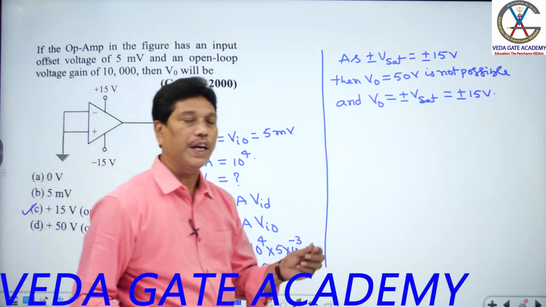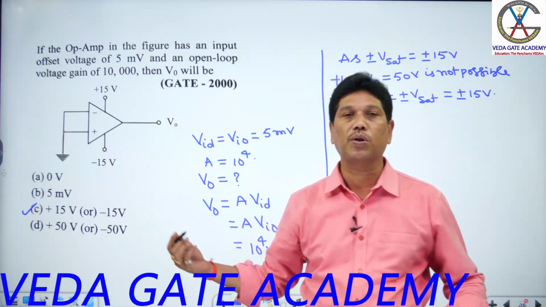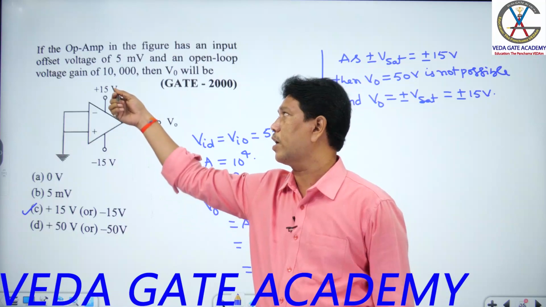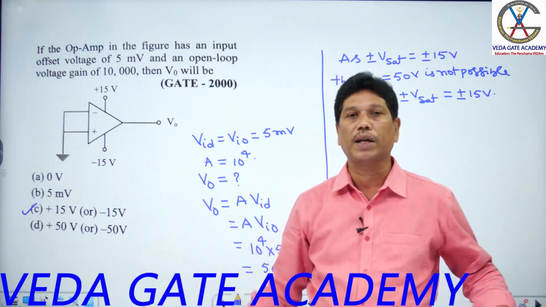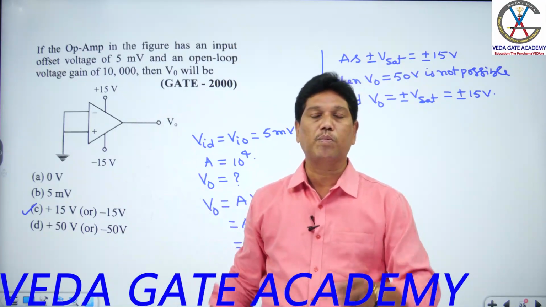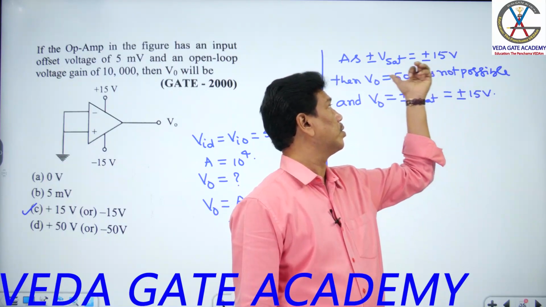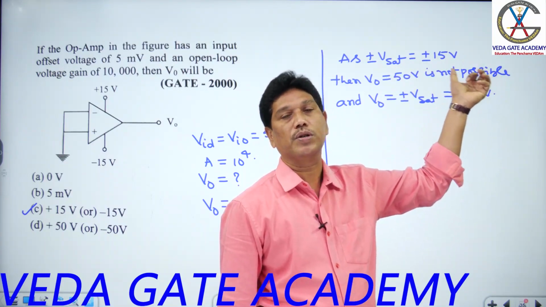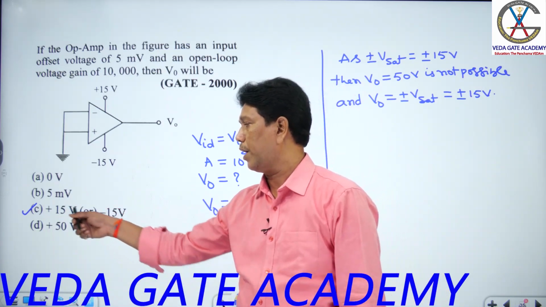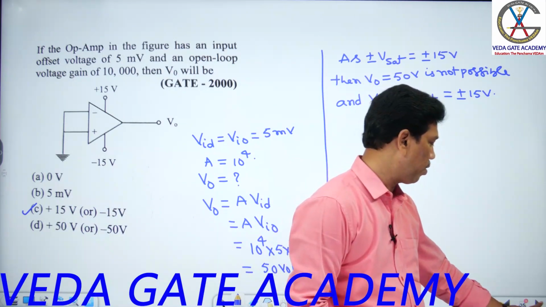Suppose in your problem, if you don't specify these saturation values or limits, you may write 50 volt, because I don't know the saturation levels. But here he indicated that saturation levels are given, so the output must be restricted within plus or minus 15 volt. 50 volt is greater than 15 volts, so it is not a possible condition. So the op amp is in saturation, and the output is clamped at either positive or negative saturation, that is either 15 volt or minus 15 volt. Got it, students? Next one I can go.